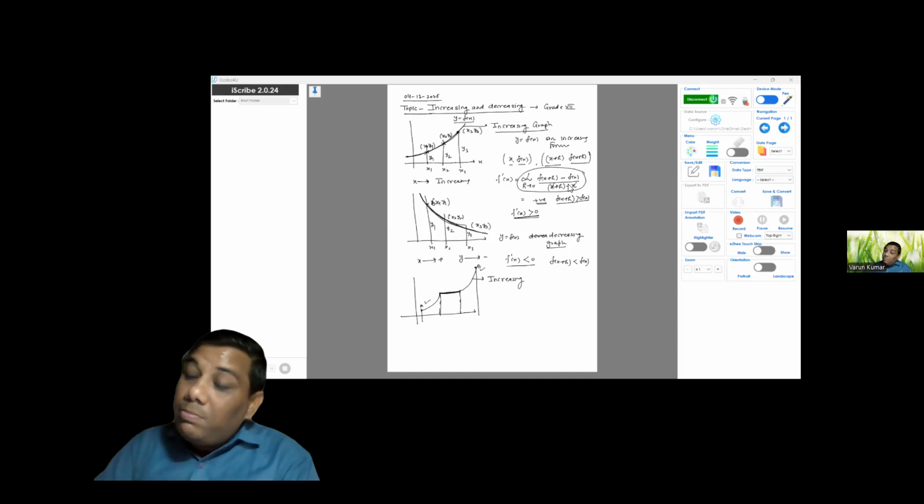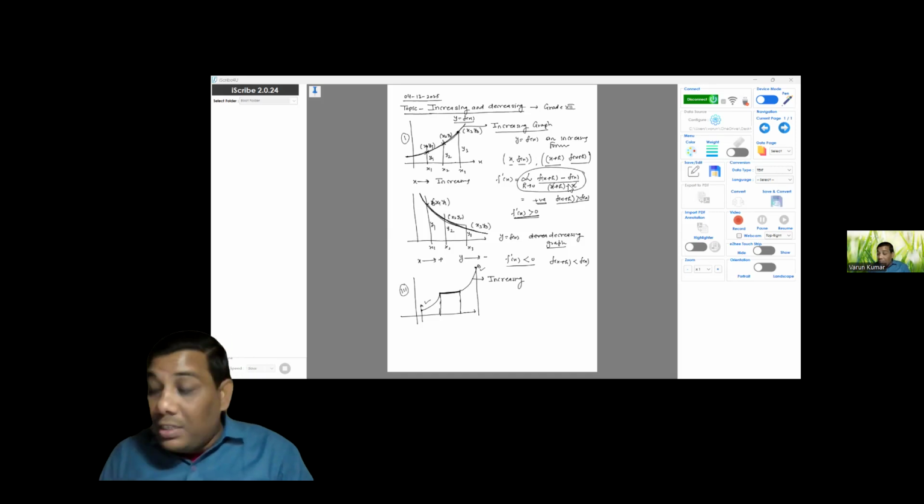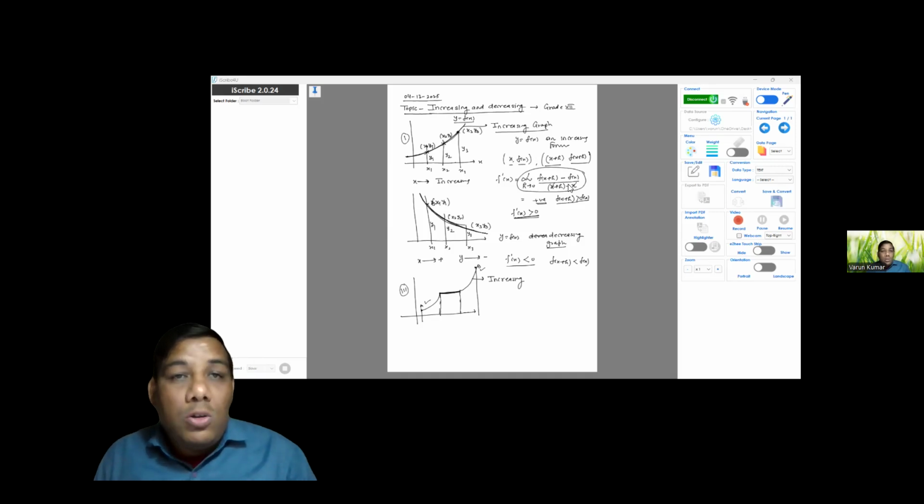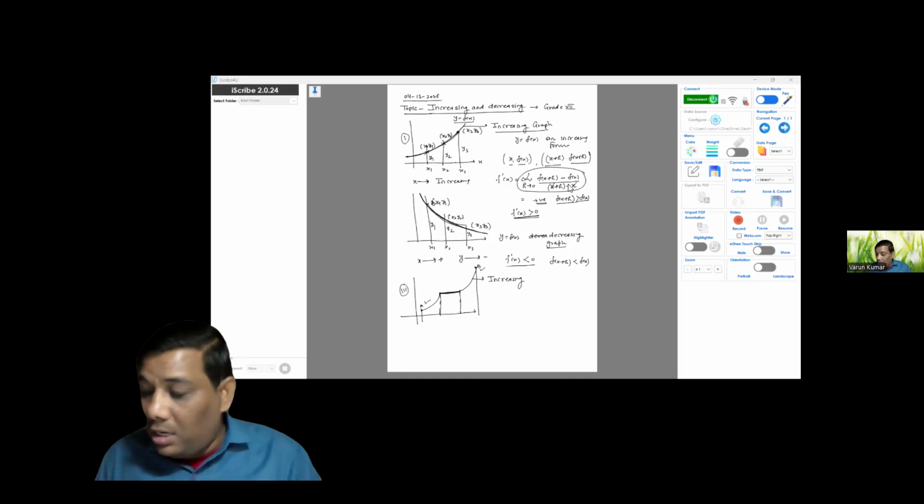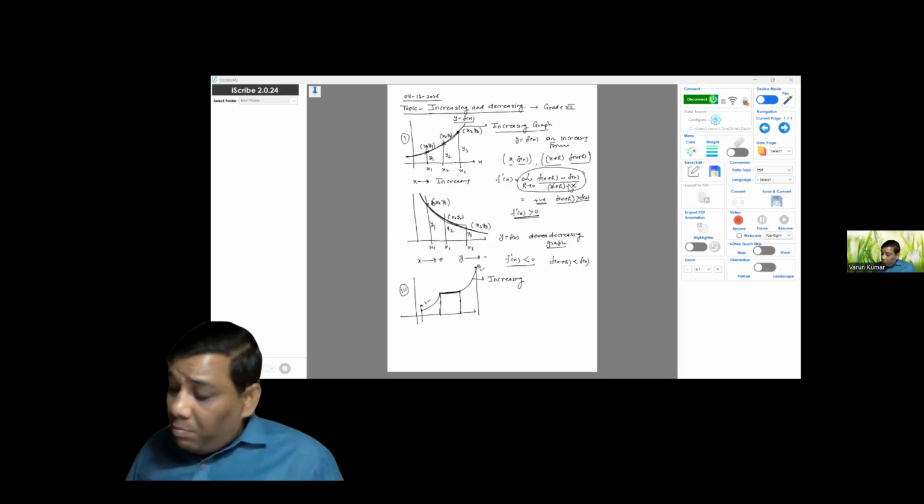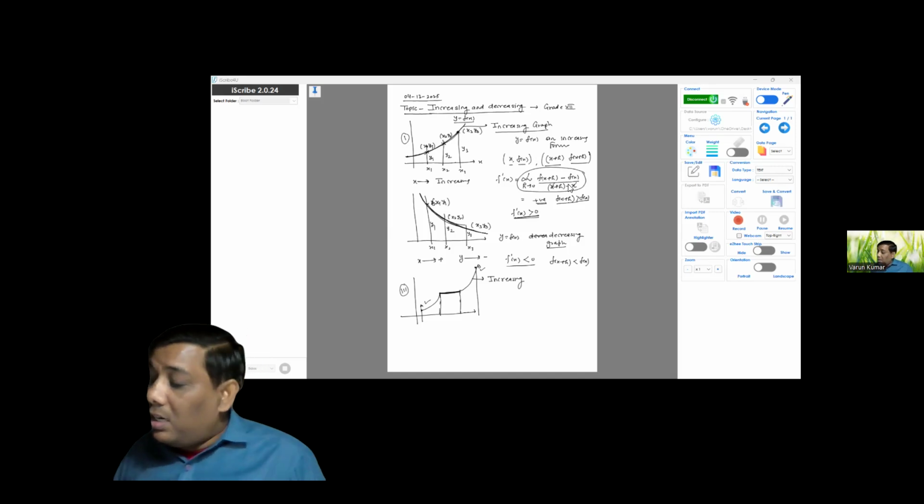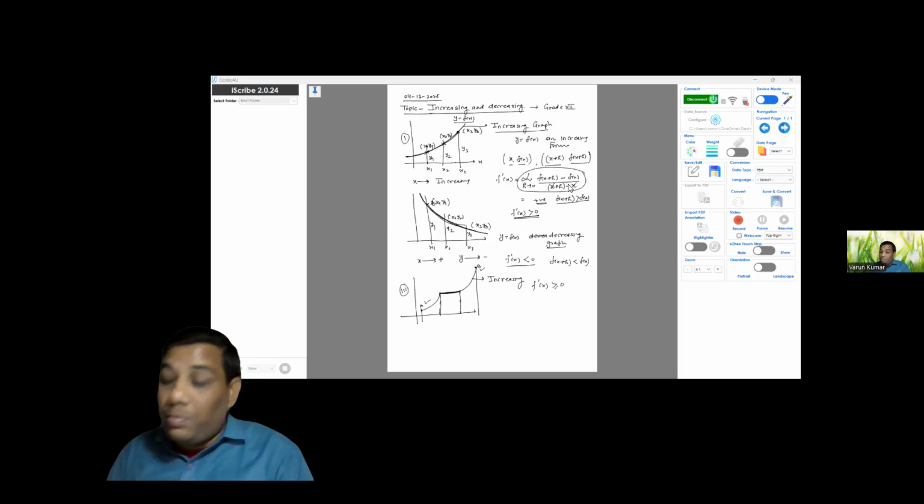What is the difference between the first and this third one? The first graph is strictly increasing, meaning there is no constant position. But in this graph it is increasing, but for a time it remains constant. So for this kind of function, the derivative of f(x) is greater than or equal to 0.